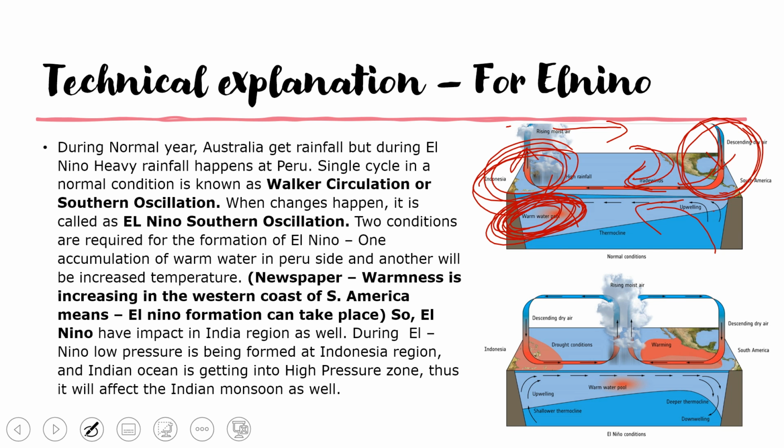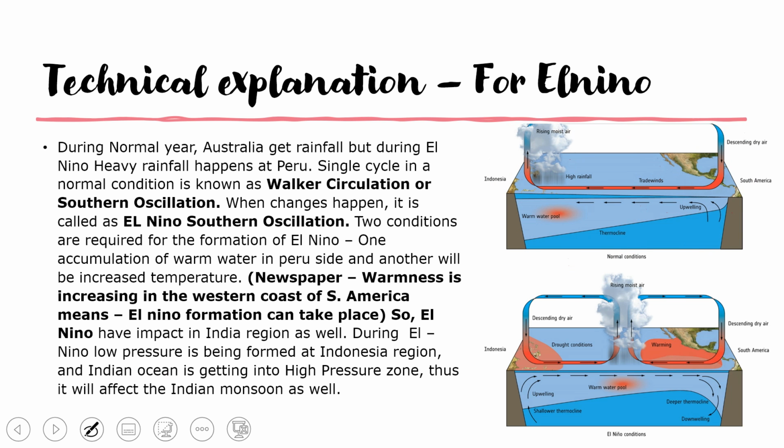So now there will be an imbalance, and balancing will happen. This is pushing your water. So what is happening here is your cold water is rising, and when this cold water rises, it will bring nutrients here and create a fishing zone. Okay, this is a normal condition.